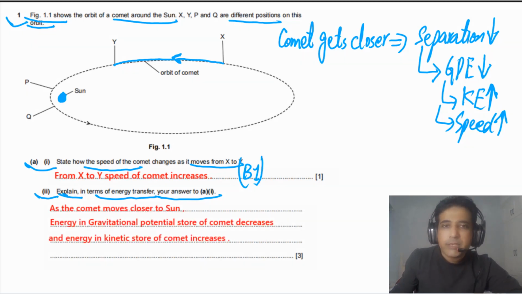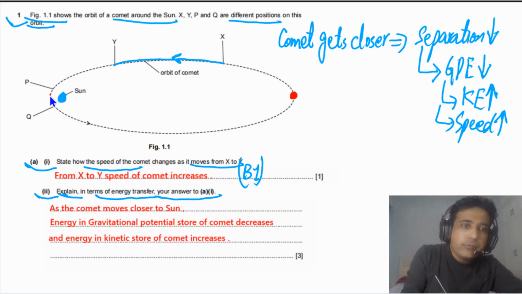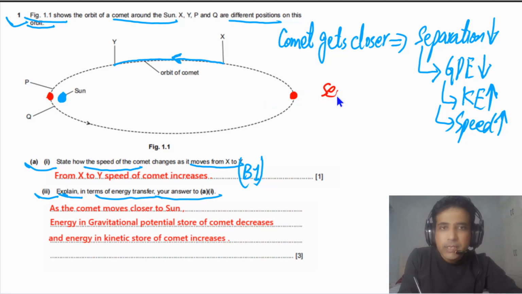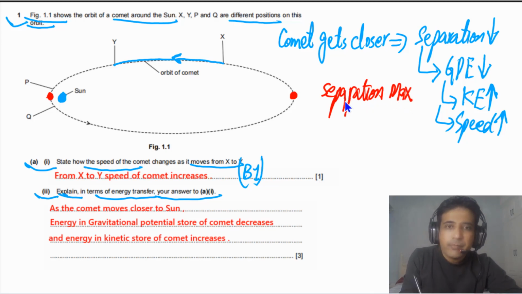But let me explain a little bit more about this. Let's say when the comet is at this point, we will discuss a few points. At this point, you can see the separation between the sun and the comet is maximum. So at this point, the GPE of the comet is also maximum. So we can say GPE here is maximum.